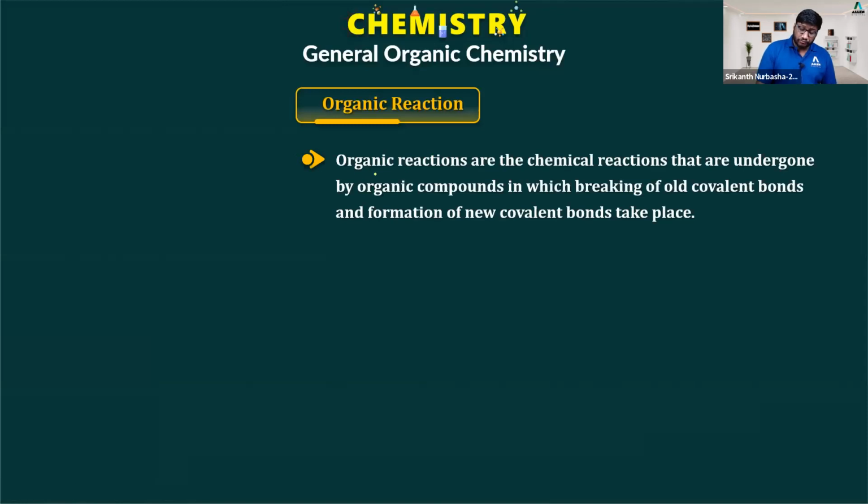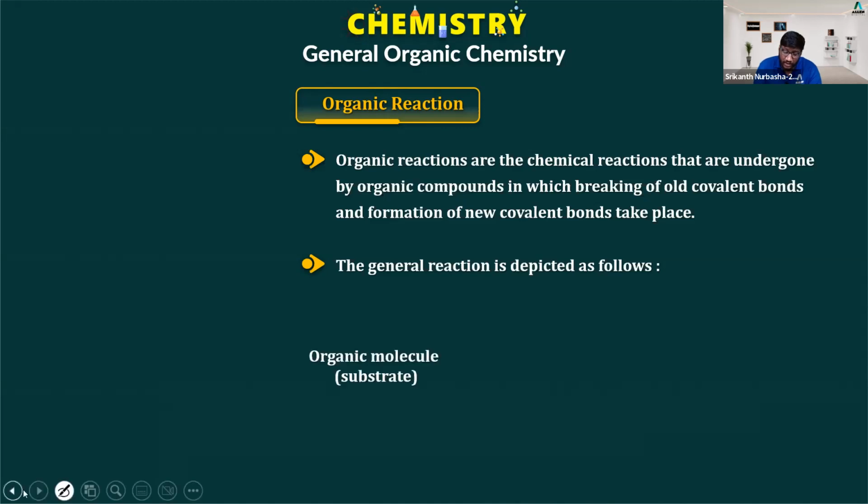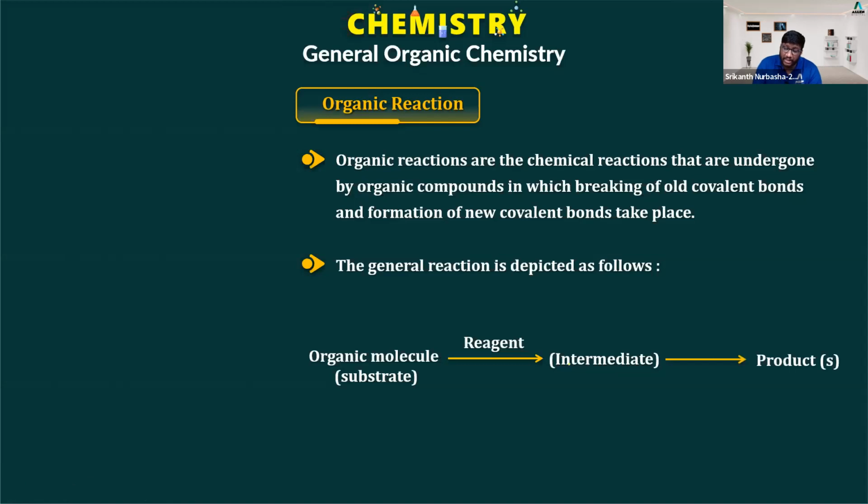Organic reactions are the chemical reactions undergone by organic compounds in which the breaking of old bonds and formation of new covalent bonds take place. The old bonds are going to be broken and the new bonds are going to be formed. In any reaction, bond cleavage happens and bond formation also happens. The general reaction is depicted as follows. The organic molecular substrate is treated with reagents. The substrate, upon treatment with reagent, forms an intermediate. That intermediate is going to be converted to the respective products.